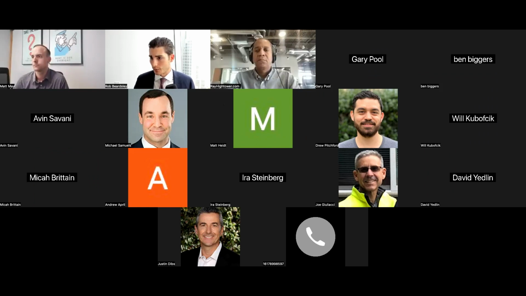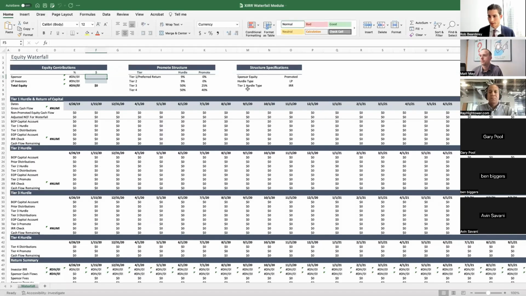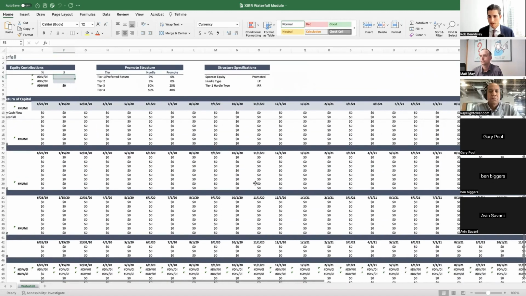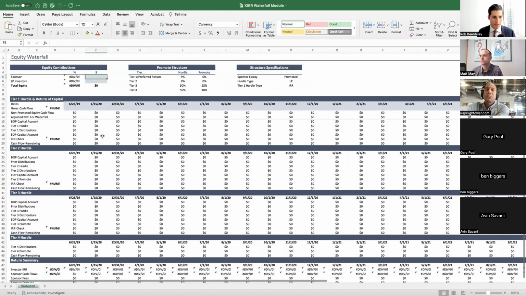So I will first pull up our XIRR Waterfall module. And let me just share my screen. The reason why I call it a module is because it's not a standalone model. What you see in front of you here is lacking any sort of return calculations or assumptions or anything like that. This is just simply a waterfall. Looks complicated, but I'll explain, and it's actually pretty straightforward.